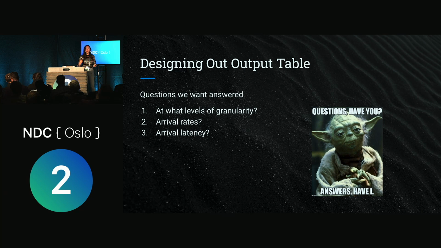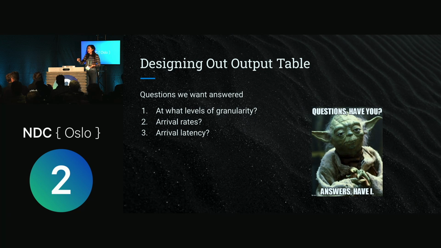What else? What are other questions that we want answered? The first one is pretty straightforward. So arrival rate is just, for a certain time frame, out of the data that I've produced, how much of it arrived, how much of it ended up arriving.